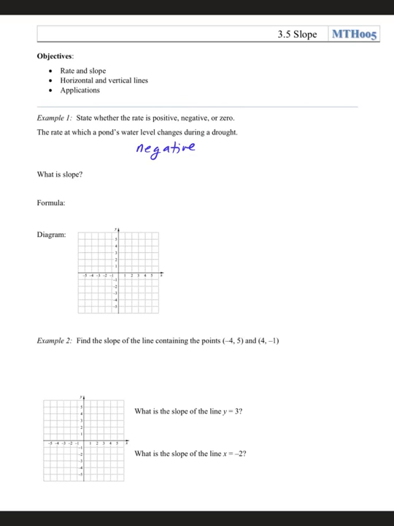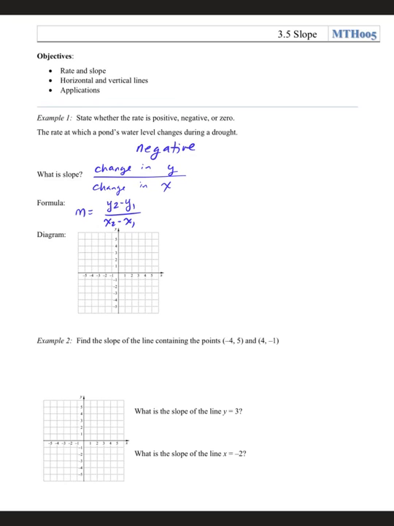So slope, what is slope? What slope is, it's going to be the change in the y values divided by the change in the x values. And this is between 2 points, just like we looked at in the last section. When you have 2 points on a graph, if you find the difference in their y divided by the difference in the x, that's going to be the slope. The formula here is going to be m equals y2 minus y1 divided by x2 minus x1.